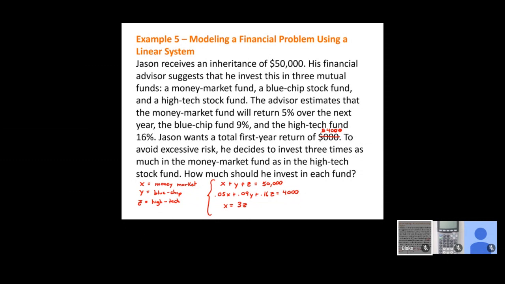And that's perfect, right? It's really easy to mix that up and put the 3 with the x instead. But remember, we need to multiply the amount in high tech by 3 to give us the amount that we have in money market this time. So that's why it's going to be x equals 3 times the amount in the high tech. Any questions about how we got that equation now?